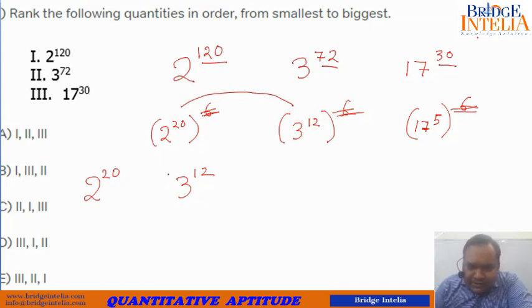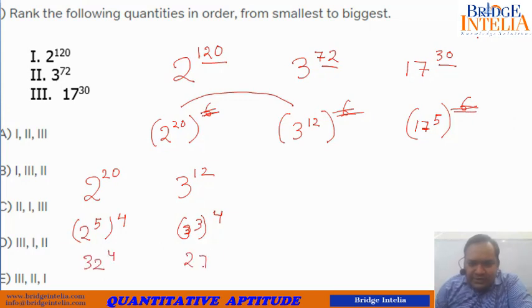We can again reduce their powers. Look at 20 and 12. What is their HCF? Their HCF is 4. So instead of comparing this, you can compare something to the power 4 and something to the power 4. What should that something be? This should be 2 to the power 5, because 5 into 4 gets you back to 20. And here it should be 3 raised to power 3. So you are comparing 32 raised to power 4 and 27 raised to power 4.